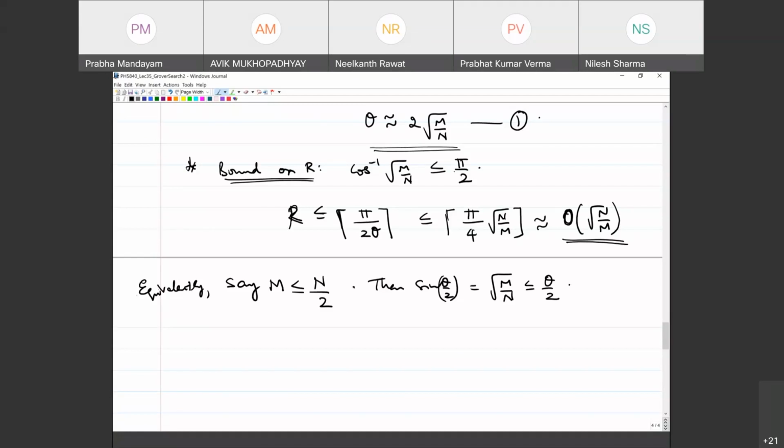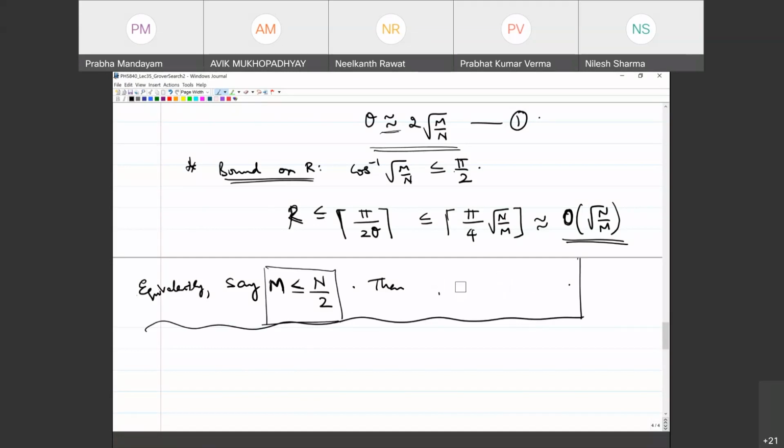Anyway, maybe the earlier argument itself was better. Let me not go through this, but the point is that this bound works whenever m is less than or equal to n by 2. So then you can always replace this. What I put as approximately here should ideally be of this form. So let me rewrite it like this: theta by 2 is greater than or equal to square root m over n. This will then feed in here, to say that 1 over theta will be less than or equal to square root n over m by 2, and so I get this bound. So long as m is less than or equal to n by 2, this bound works.